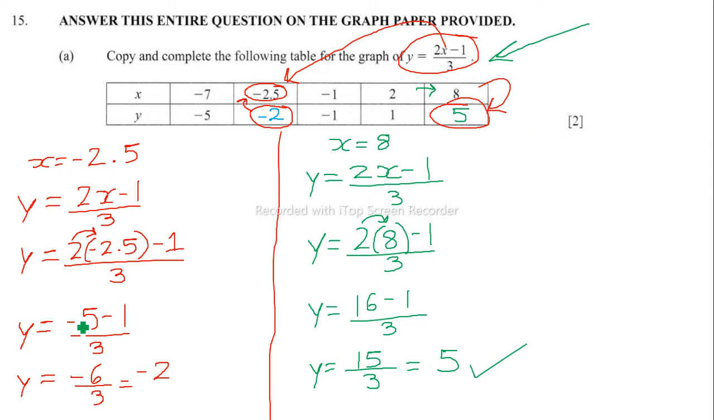Okay, now that we already filled this out, we know that this one is negative 2, and this one is 5. We're gonna graph it. So let's graph this.